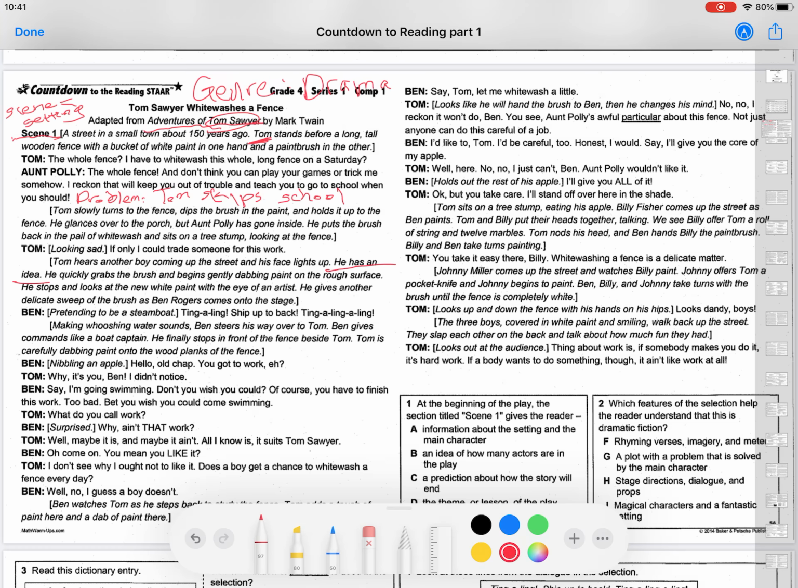So here again, we can notate that we have our character. And I forgot to do it earlier on, so we'll do it here. We have our characters, Tom, Aunt Polly, and Ben.